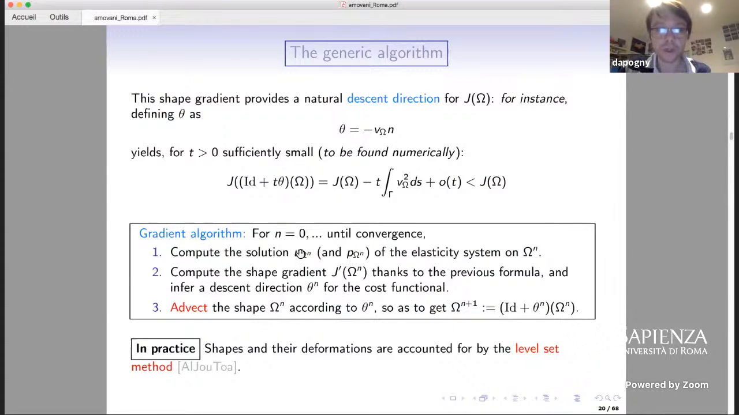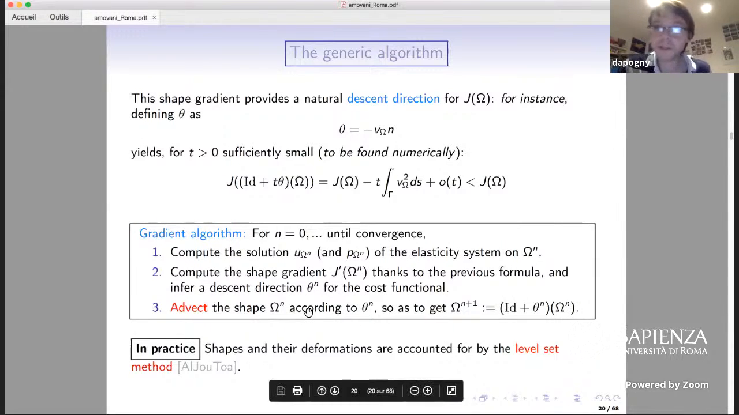So at each iteration, we'll calculate the solution to the linearized elasticity system on omega, on the actual shape omega n. Then we'll calculate the shape gradient in the descent direction according to the previous considerations. And then we will push the shape omega n according to this velocity field theta n to get a new shape omega n plus 1 as identity plus theta n of omega n.